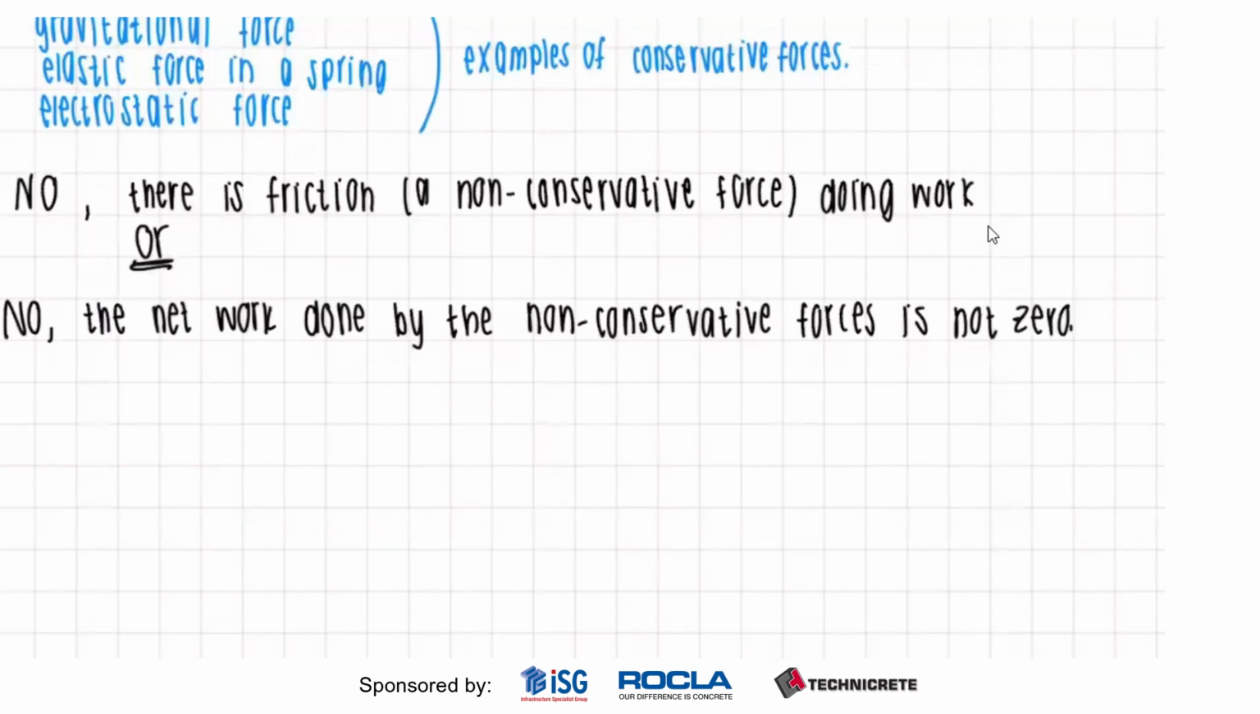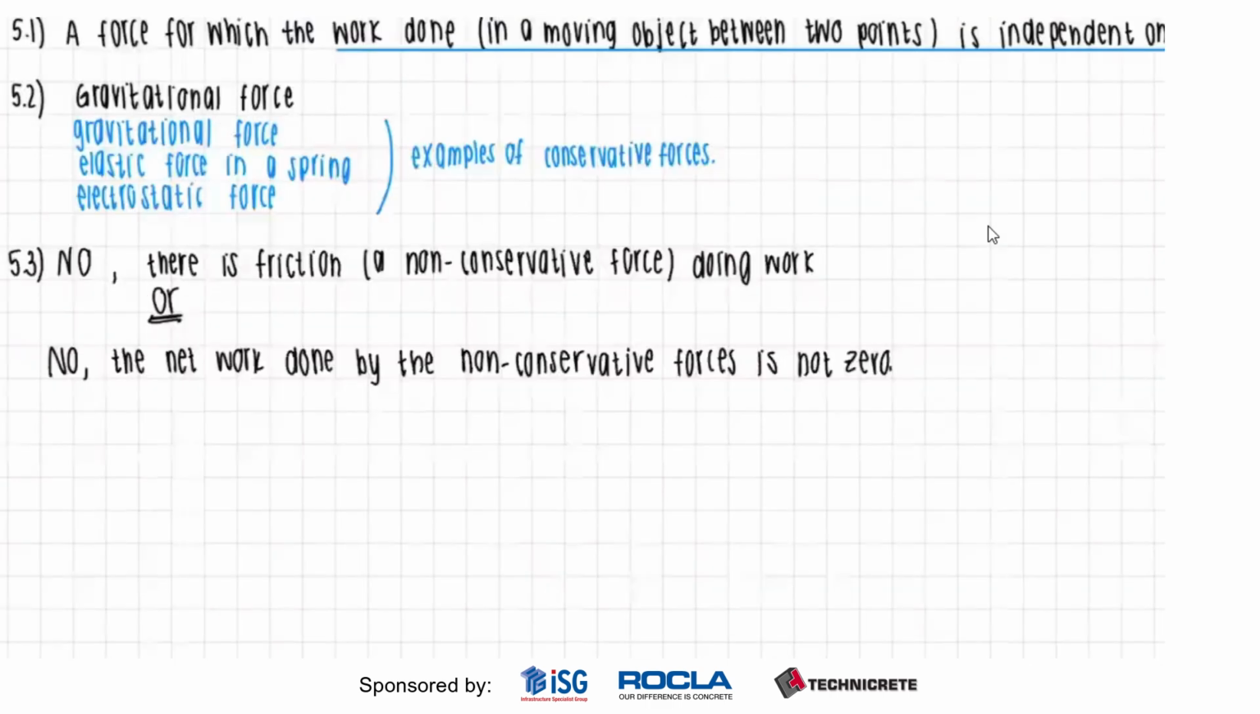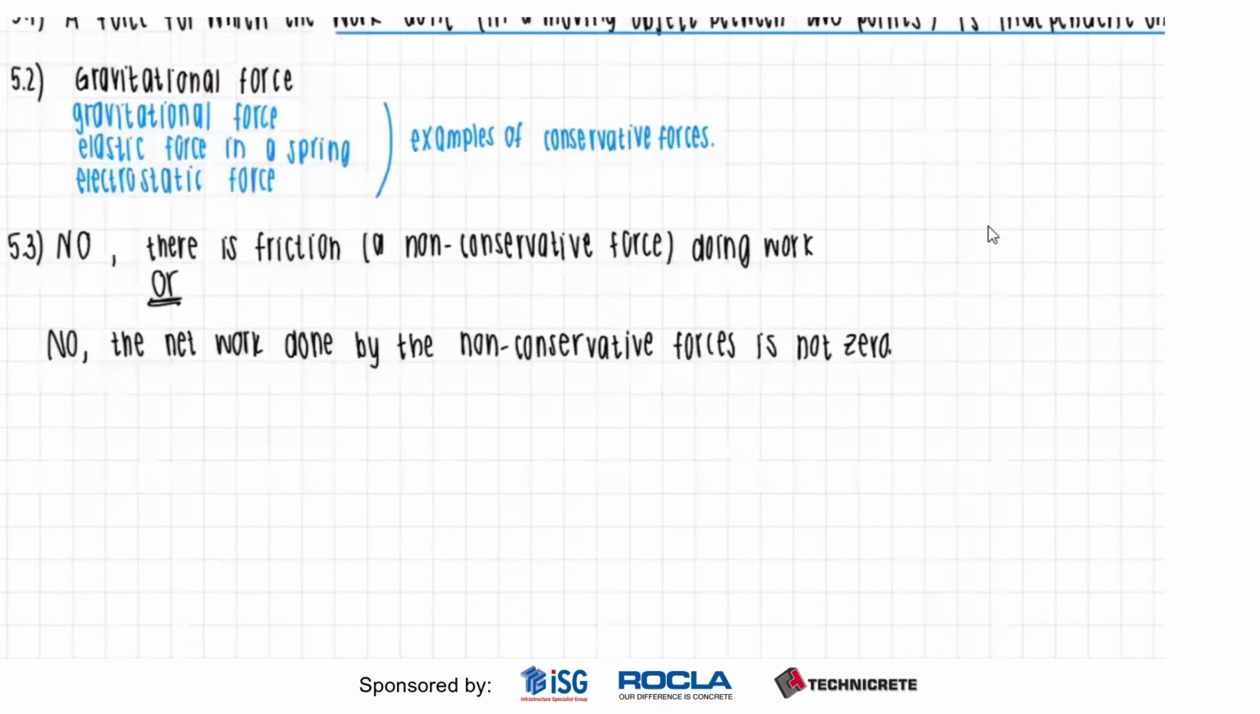So if the net work done by the non-conservative forces was zero, then we could say yes, mechanical energy is conserved. So if there was friction acting downwards, but then you were pulling it upwards at exactly the same speed and there was no acceleration, then you could say yes, the energy is conserved, but it's not, because it's not zero.